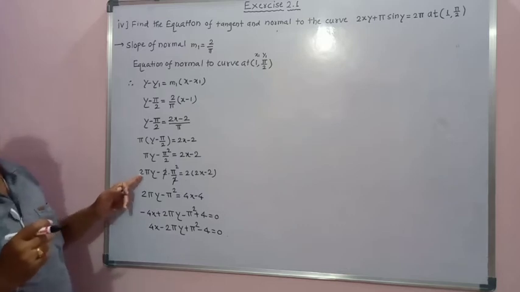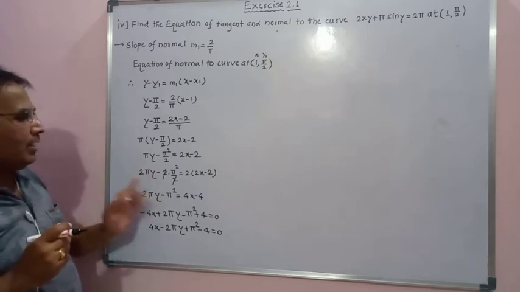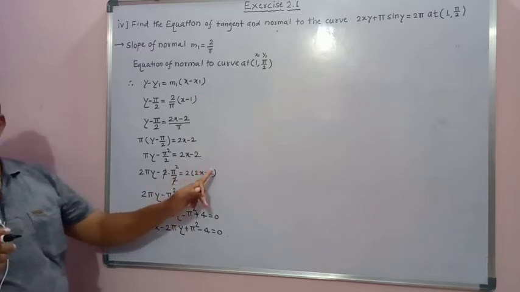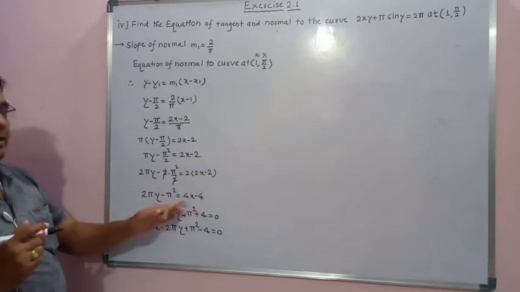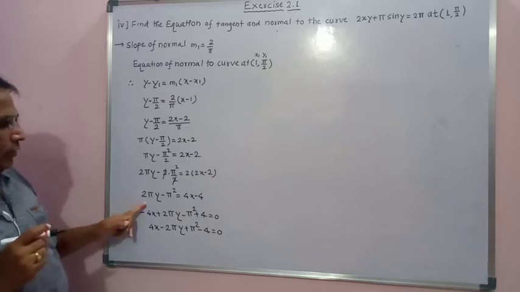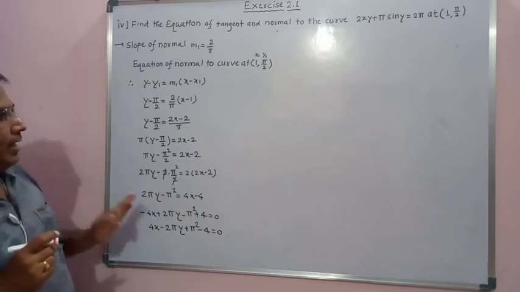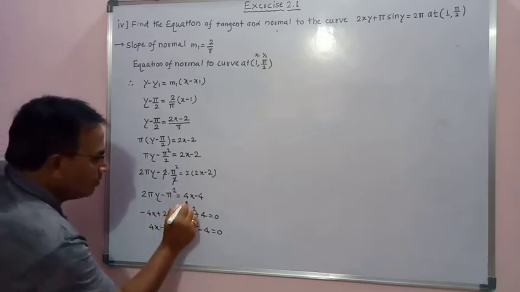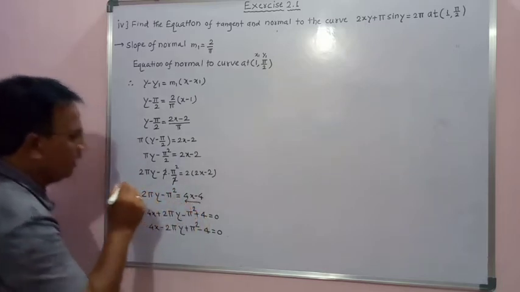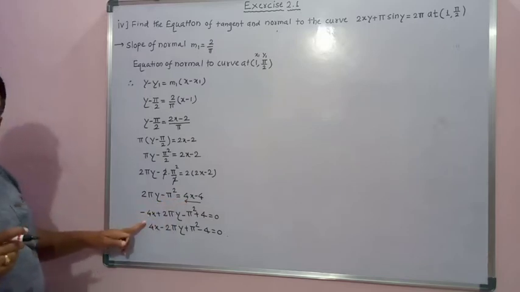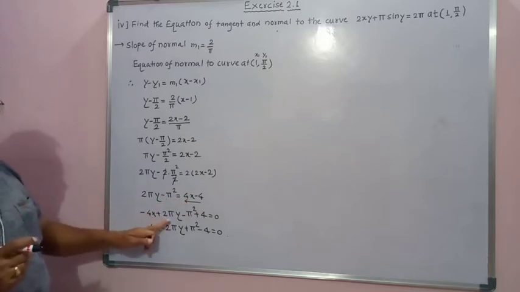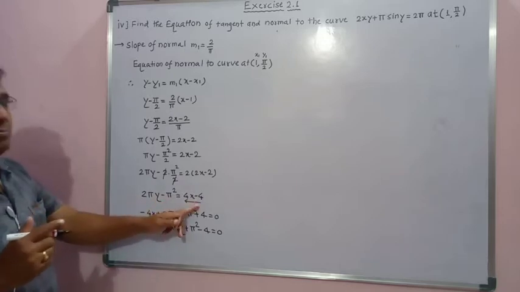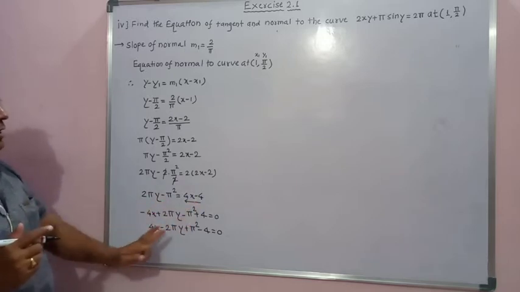Therefore, 2 pi y minus pi square equals 2 into 2x, which is 4x, and 2 into minus 2 is minus 4. So 2 pi y minus pi square equals 4x minus 4. This 4x minus 4 is transposed to the left side: minus 4x, plus 2 pi y, minus pi square, plus 4 equals 0.